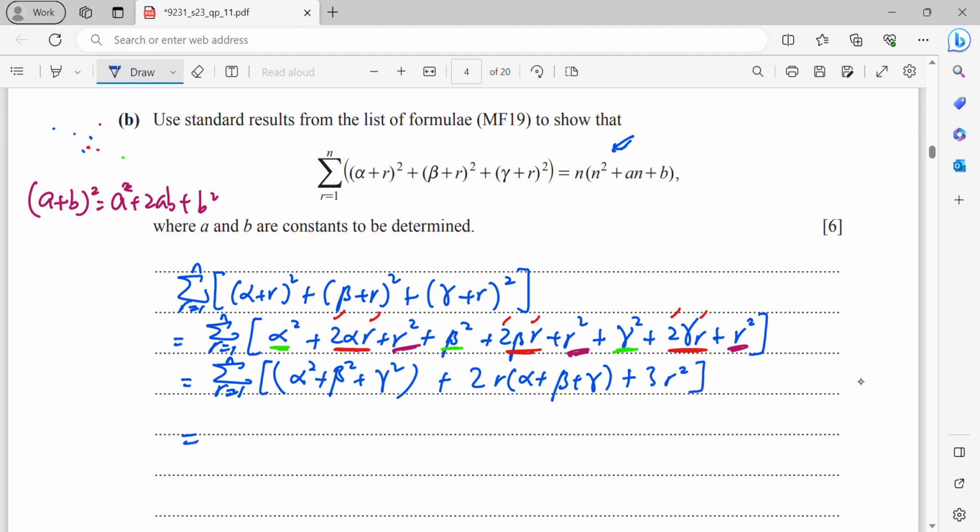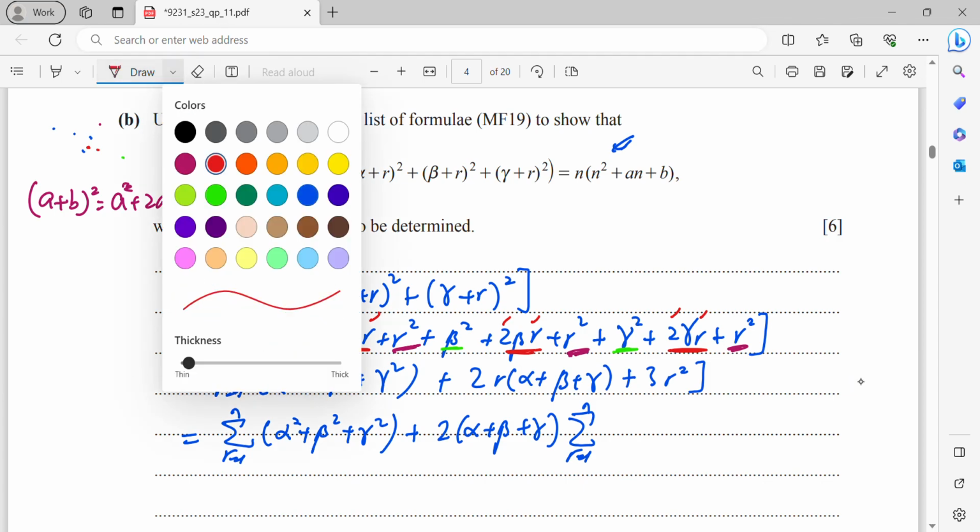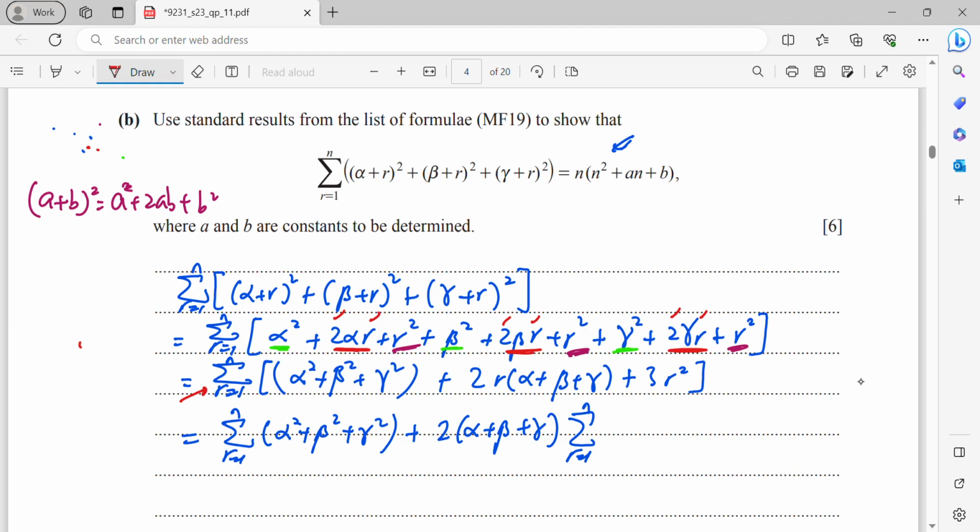So now from here, I can split the summation into 3 summations. The first one is going to be summation of alpha squared plus beta squared plus gamma squared, and then plus 2 alpha plus beta plus gamma. I will factorize the summation of these 3 terms, because your sigma here is regarding the r. Therefore, the r should be inside the summation. So here will be r, then plus factorize the 3 summation r squared, r from 1 to n.